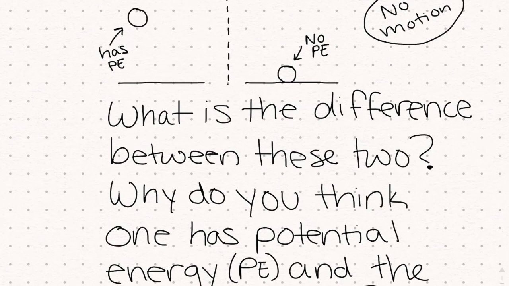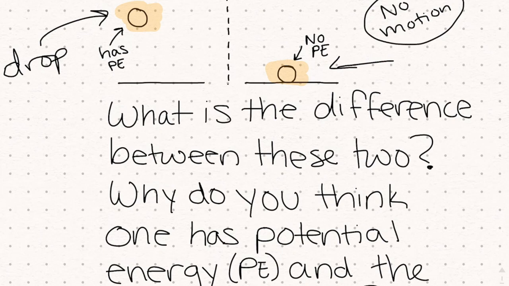The first thing we want to do is spot the differences between the two pictures. First I noticed that this ball is above the ground, and this ball is on the ground. Now I want to think about that. I'm asking myself, if we could unfreeze the picture, what would happen? We know that right now it's just a snapshot, but what if it wasn't? Well, if there's nothing stopping this ball, it's probably going to drop. This one is already on the ground, so it's probably just going to sit still.